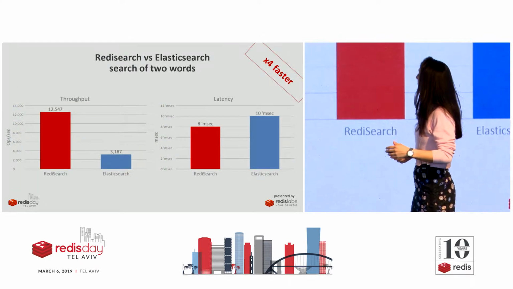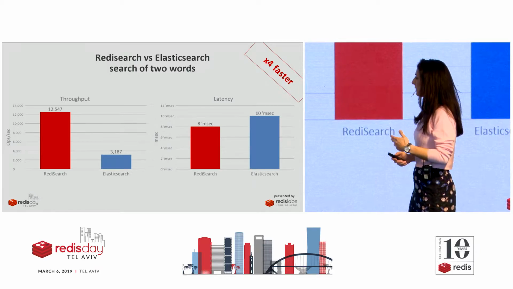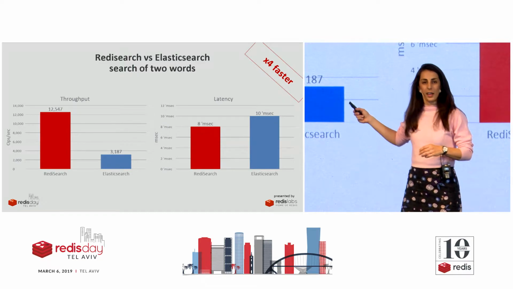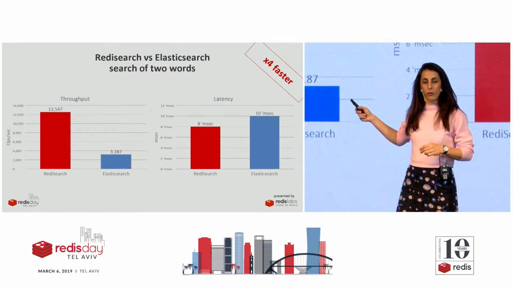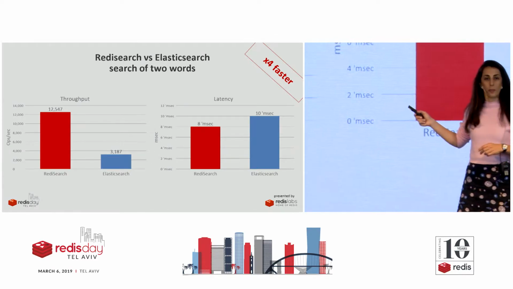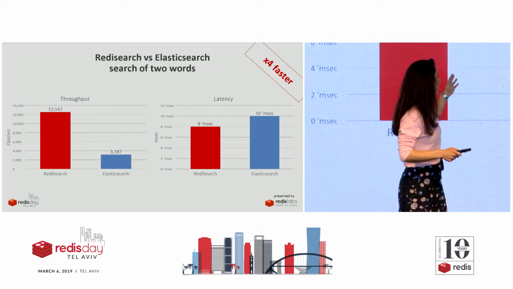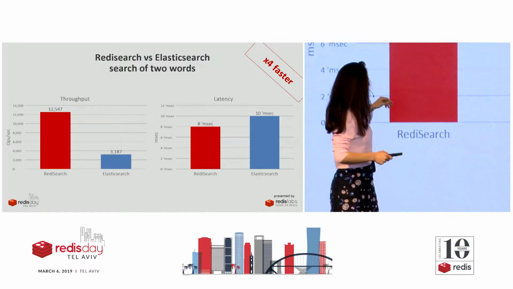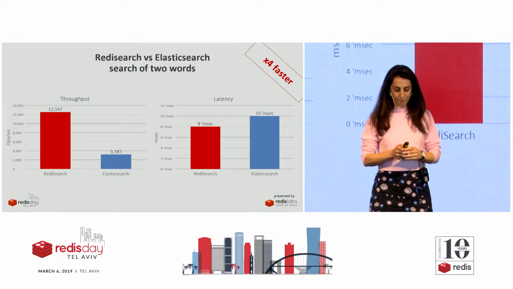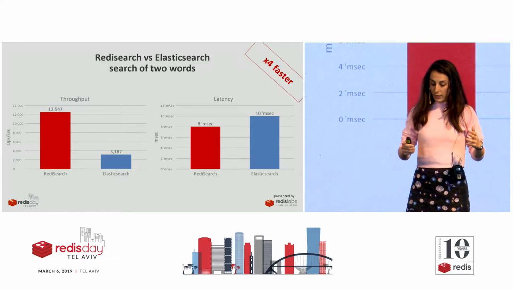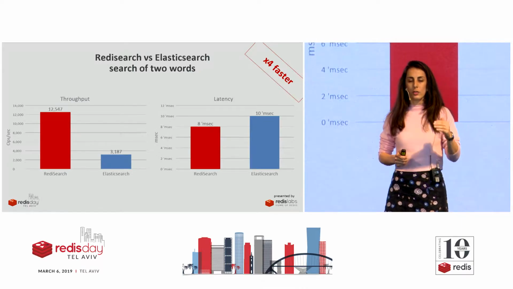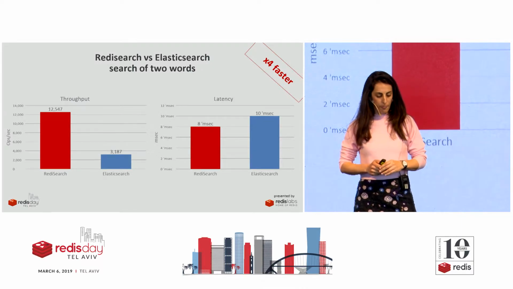Very cool. And the throughput and the latency that we observed is a throughput of 12,000 K ops per second for Redis Search compared to 3,000 K for Elasticsearch. At roughly the same latency, with a little advantage for Redis Search, 8 milliseconds for Redis Search and 10 milliseconds for Elasticsearch. Okay, so that's on a simple search of 2 words on the index that we built earlier.